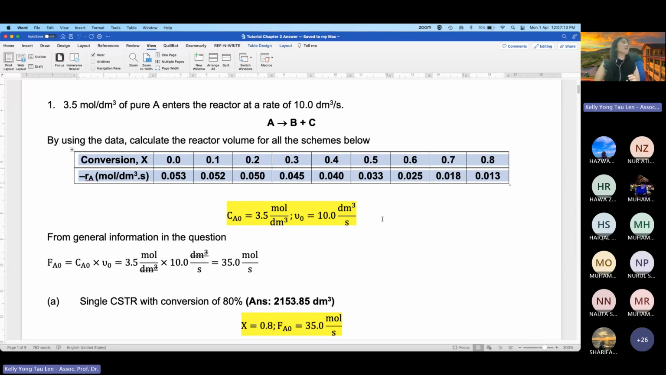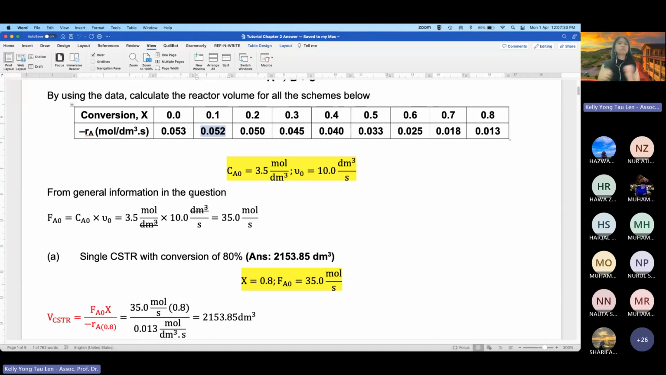The table says that, okay, let's say if my conversion is 0, my minus RA is 0.053. When my conversion is 0.1, my minus RA is 0.052, so on and so forth until the end. Okay, so by this information, let us solve the question, right?